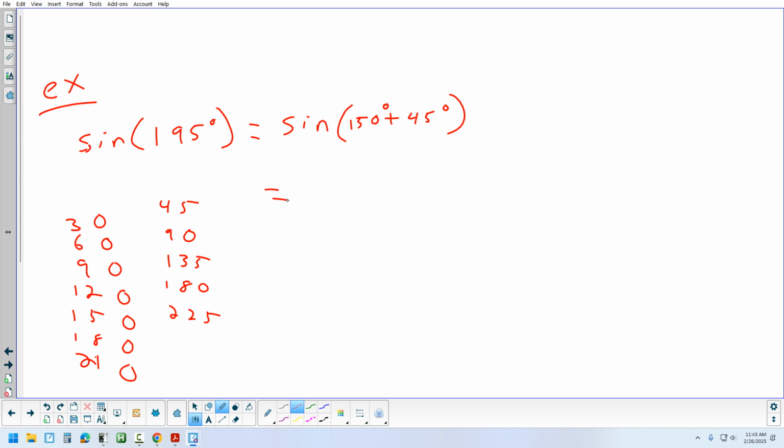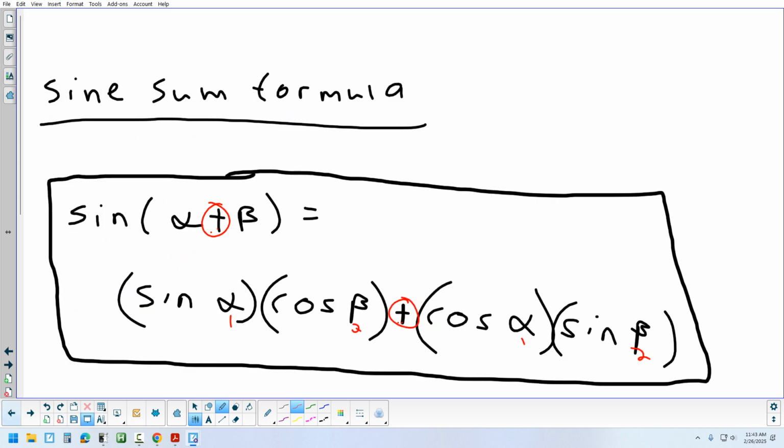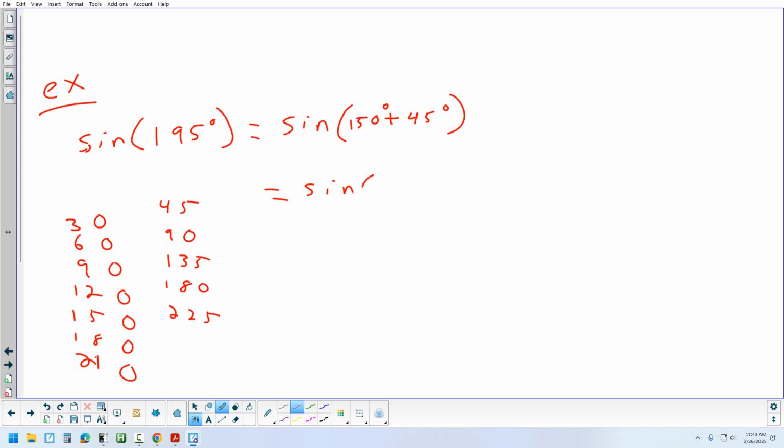Okay. So first of all, when we break up the sine, are the trig functions grouped or mixed? They're mixed. Sine, cosine, cosine, sine. What's going to go between the two parts? Plus. Right? The plus sign matches. And then fill in your angles. 150, 45, 150, 45.